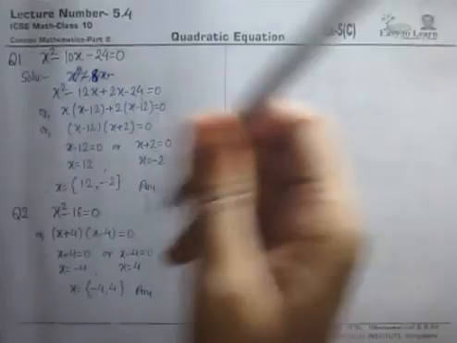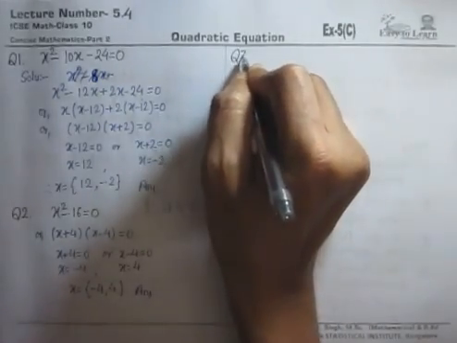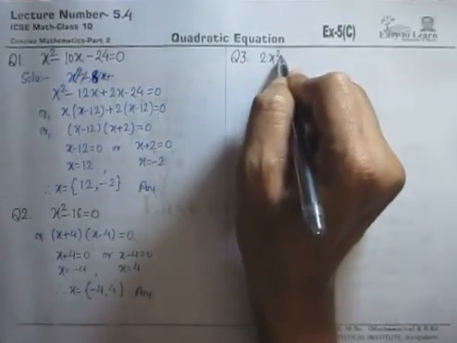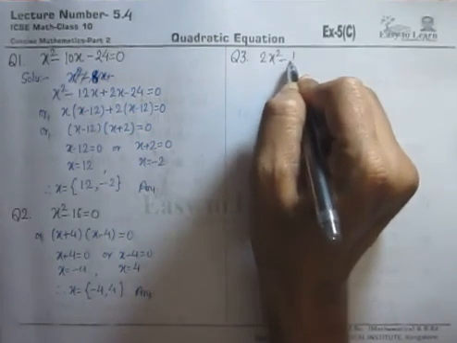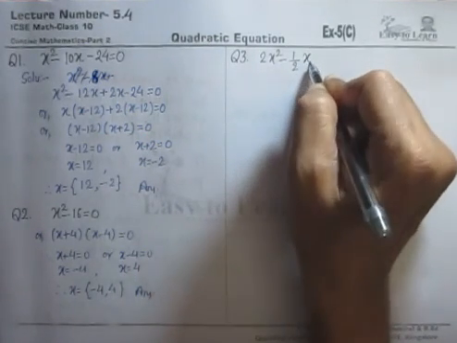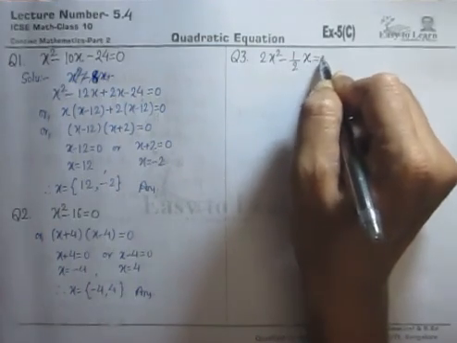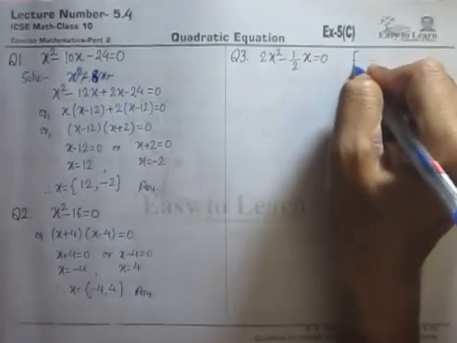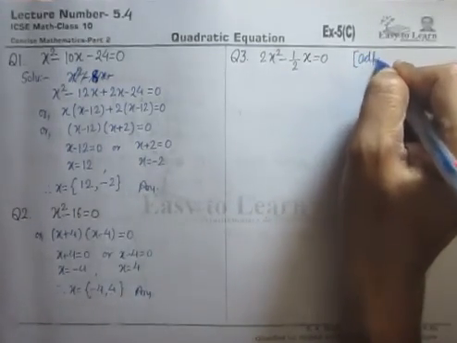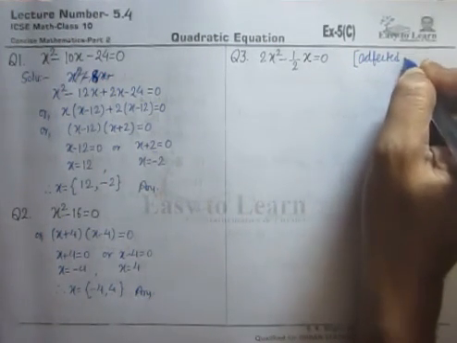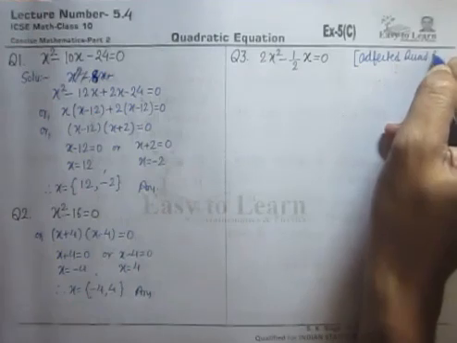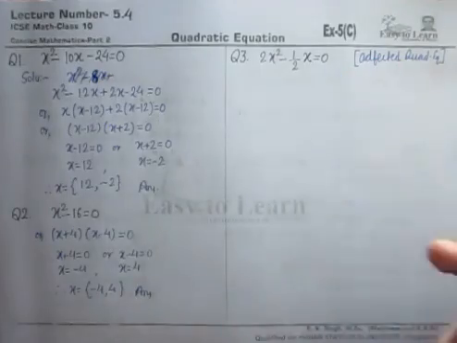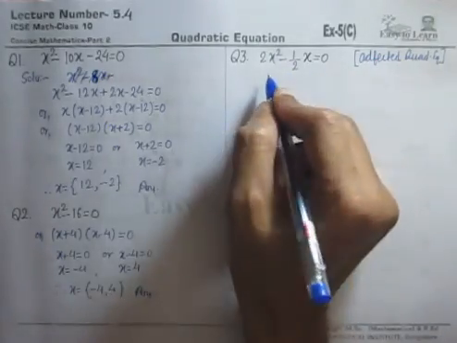Now question number 3. 2x square minus 1 by 2 into x is equal to 0. It is a defected quadratic equation. This type of quadratic equation is called a defected quadratic equation. Here constant term is 0. So solution of a defected quadratic equation is very easy.